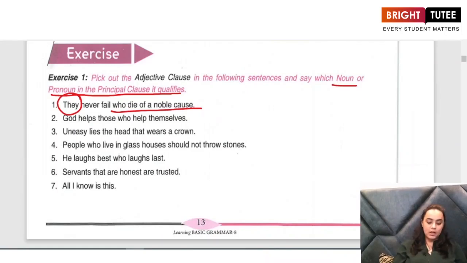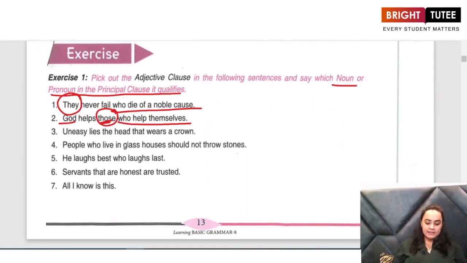Second sentence. God helps those who help themselves. My adjective clause, who help themselves. Now, who is this adjective clause describing? Those people who help themselves, God helps those. So, this is again a pronoun in my principal clause. This pronoun serves as an object in the principal clause. What is the subject? God. This is the object. So, those is the object of the principal clause which my adjective clause is describing.